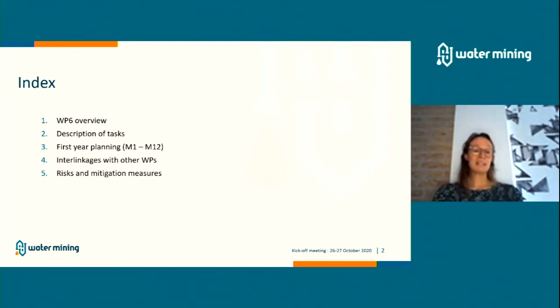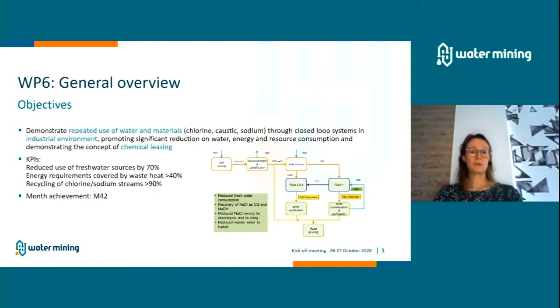So as I said, the objective of this work package is to demonstrate the repeated use of water and materials, in our case chlorine and caustic, through a closed loop system. And that's done in the industrial environment. The concept of chemical leasing is the idea behind this. But we also have some KPIs, because of course chemical leasing is not a goal in itself. The idea is that we're also making some benefits here. So that's what we focus on with our KPIs.